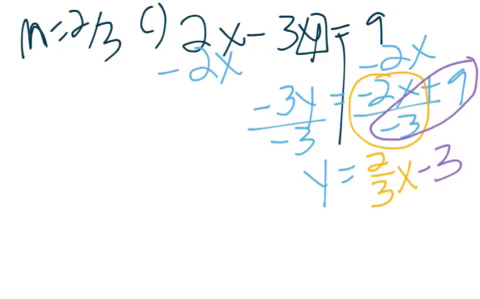Again, which one of those is the slope? The yellow is the slope. That is the correct slope, so C would be the correct answer.